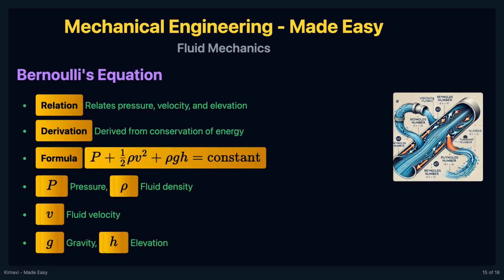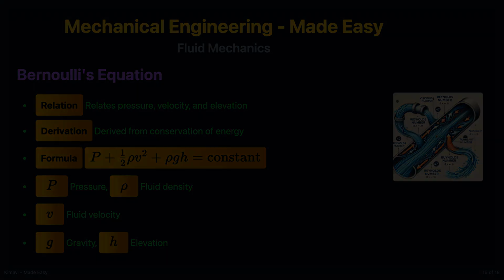Bernoulli's equation relates the pressure, velocity, and elevation in a moving fluid. It is derived from the principle of conservation of energy and is given by the formula P plus 1/2 ρv squared plus ρgh equals a constant, where P is the pressure, ρ is the fluid density, v is the fluid velocity, g is the acceleration due to gravity, and h is the elevation.